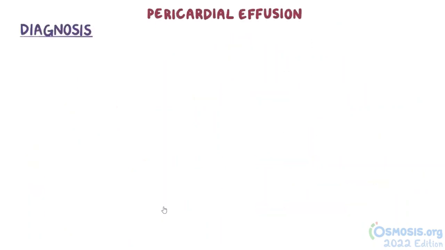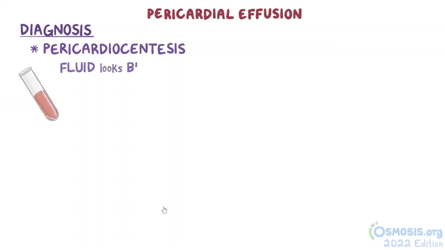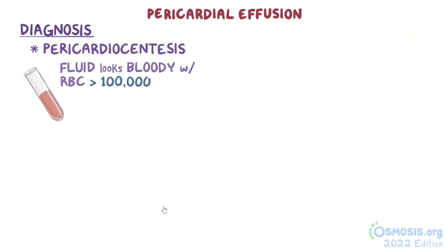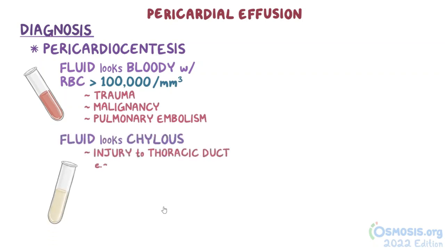If the cause of the pericardial effusion is unclear, pericardiocentesis can be done to obtain and analyze the pericardial fluid. If the fluid looks bloody or hemorrhagic, with a red blood cell count above 100,000 millimeters cubed, it's suggestive of trauma, malignancy, or pulmonary embolism. If the fluid is chylous, then it suggests there's been an injury to the thoracic duct, often accidental trauma during surgery, or due to leukemic infiltration, where leukemic cells fill up the pericardial sac.